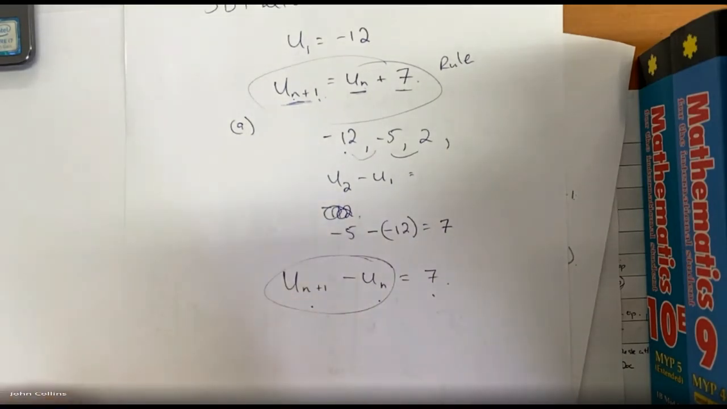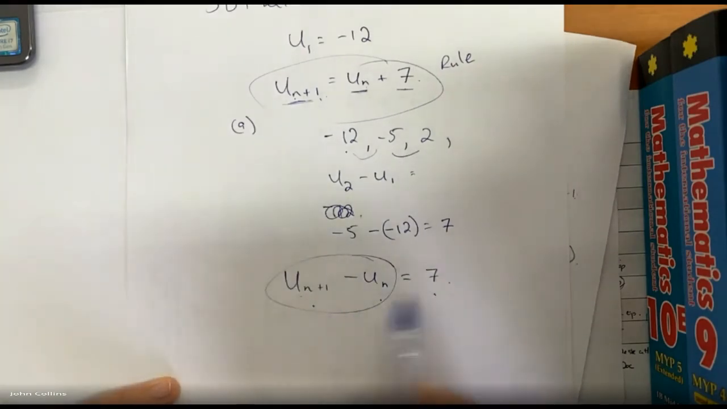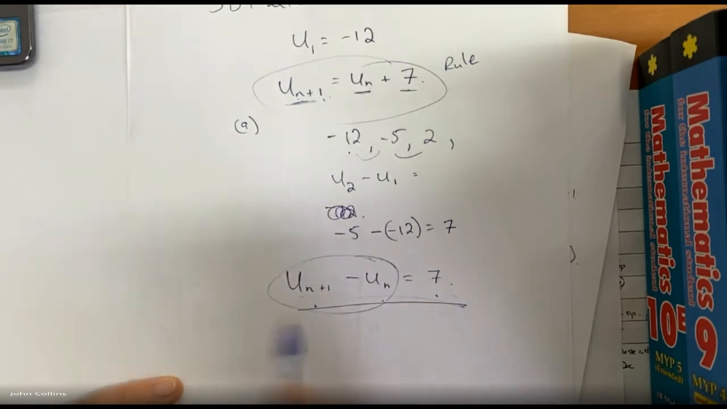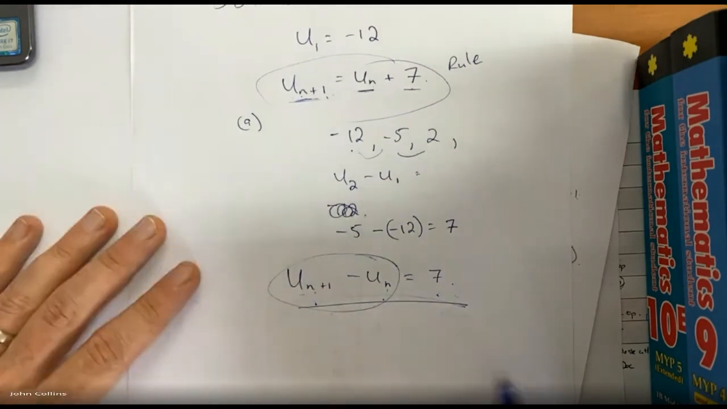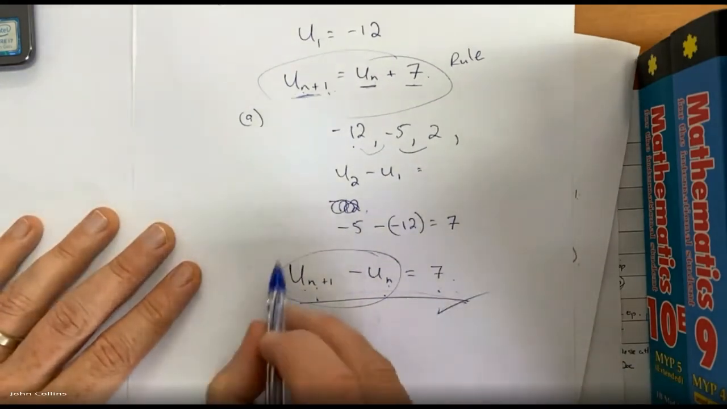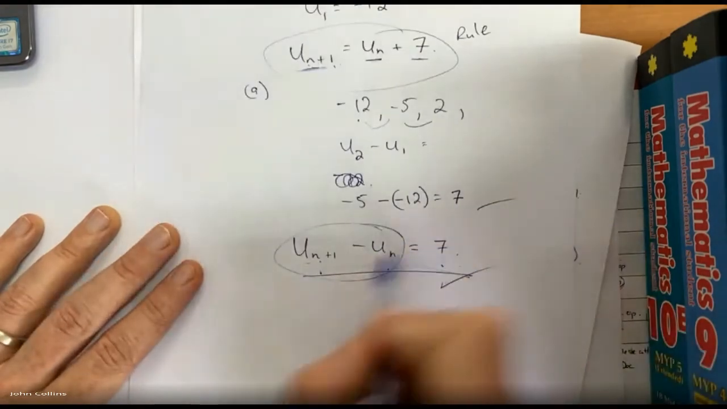Now, I'm not going to give you a proof question because we haven't really done any proofs. But that has proved it already, just that. Any term, take away the one previous, is 7. So that means it has to be a constant difference if you subtract. Okay, so that's it proved. You can just write that. That would be fine. Or do this and then do it again.